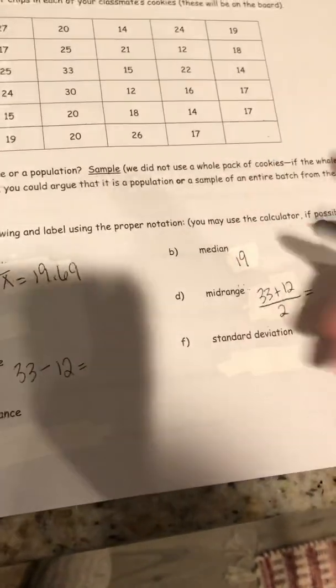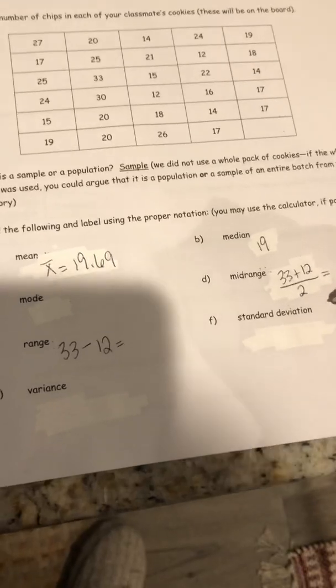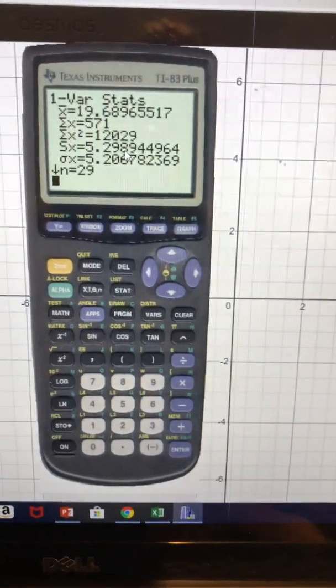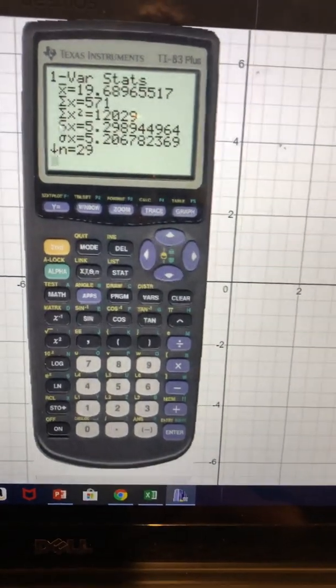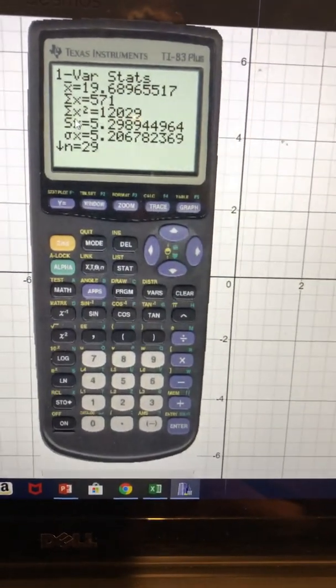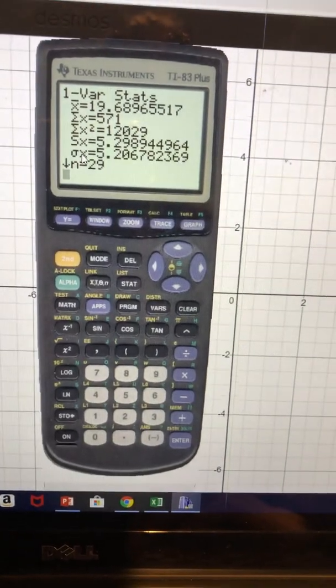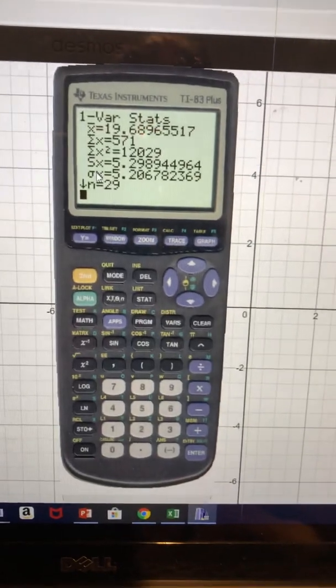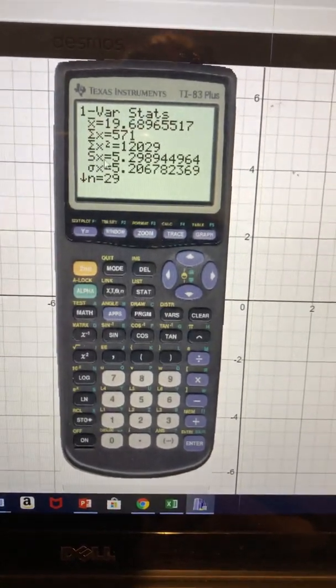And I'll write the numbers in just a minute. And the standard deviation, it will give me the standard deviation. It's a sample, so I need to look at S. So this is where you also need to know it's going to give you both. It's going to give you sample standard deviation, the Sx, and sigma x, which is the population standard deviation. So we're going to use S because we have a sample.